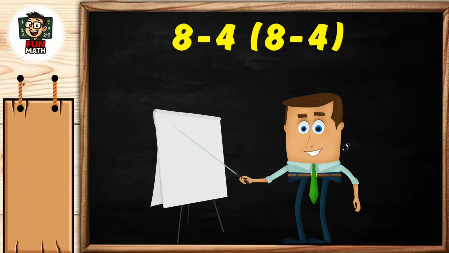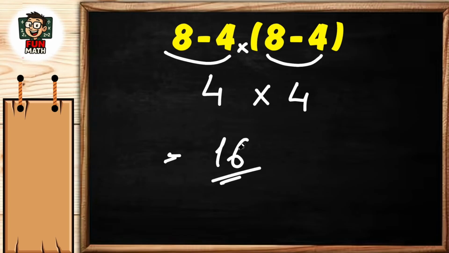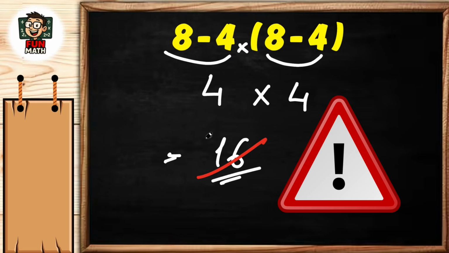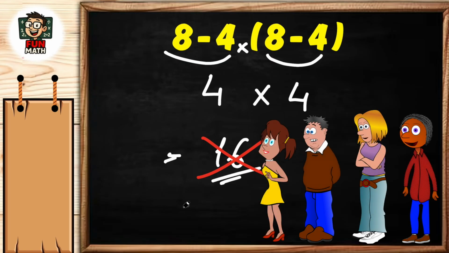Let's take a quick look at our question. 8 minus 4 times 4 equals what? Hidden multiplication. Now multiplication, 4 times 4 equals 16. If you solve it this way, you made a mistake, because we didn't pay attention to order of operations.